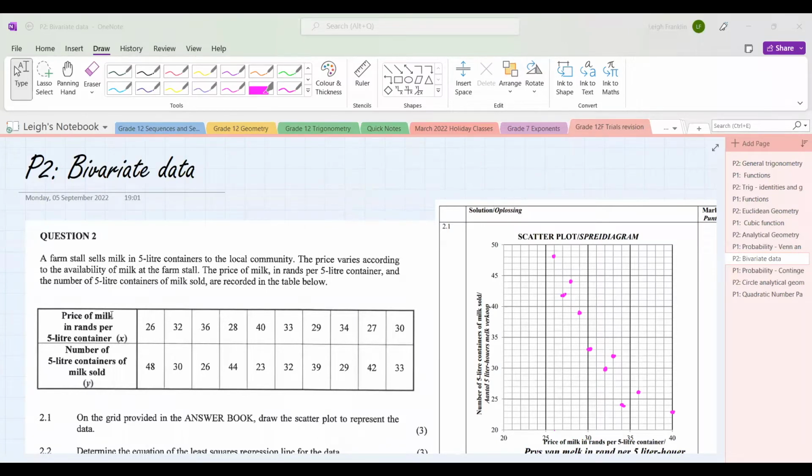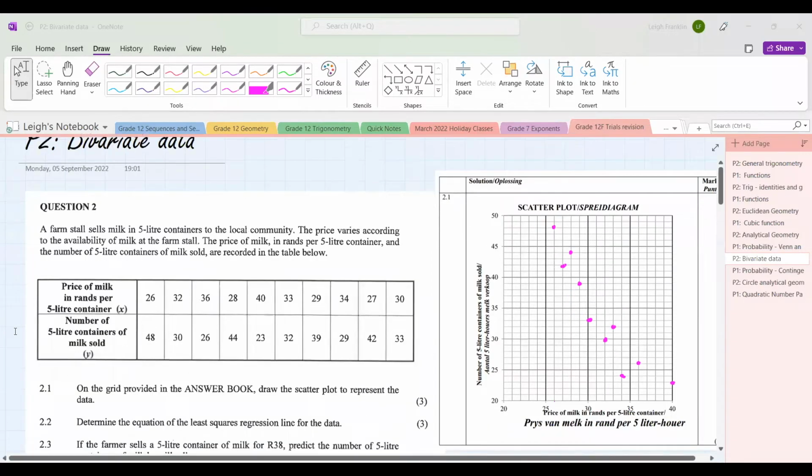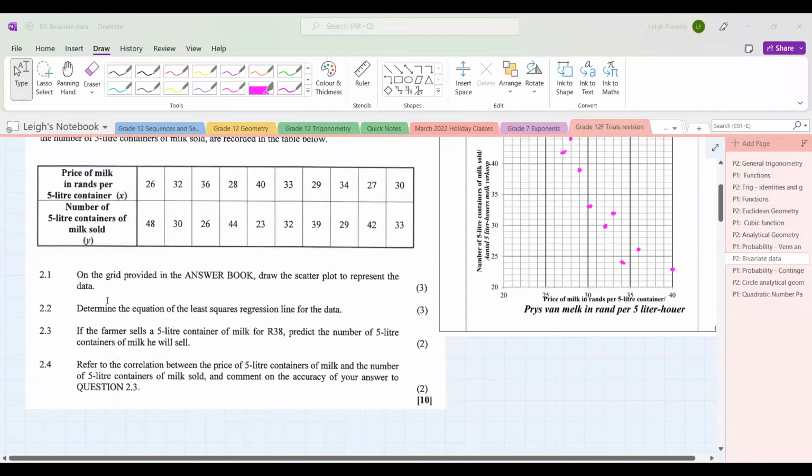Okay, so the second thing that they want us to do is determine the equation of the least squares regression line. So that's the second question here: determine the equation of the least squares regression line for the data, right? In order to be able to do that, we need to use our calculators.